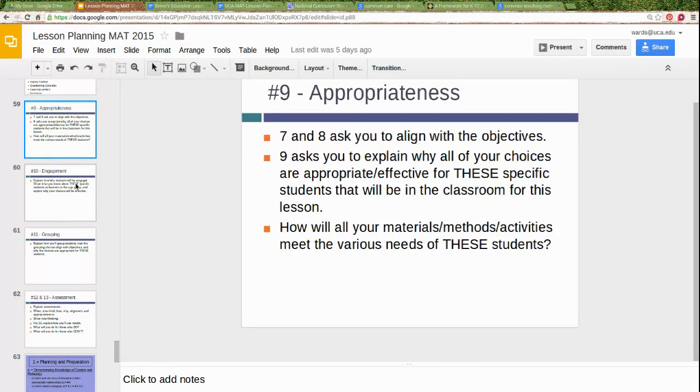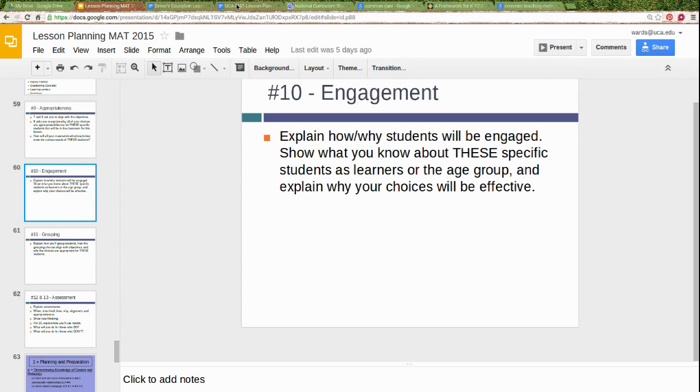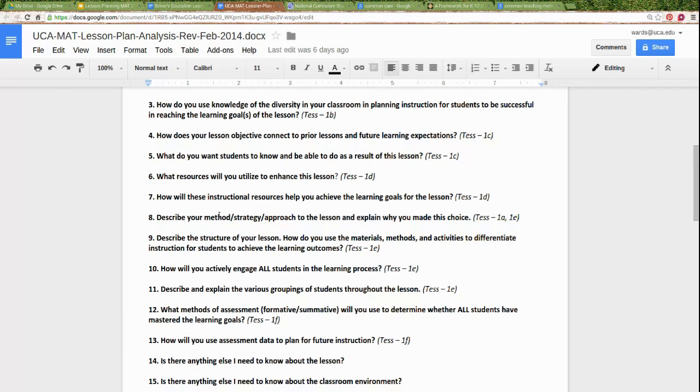Number 10 asks you about engagement. Now, you've already basically answered this question back on the lesson plan. It was the engagement box. So go back to the engagement box, look at what you wrote there, and then not just repeat that answer, but you can use that as your base and you can elaborate more about places where you think you're going to be engaging all students.